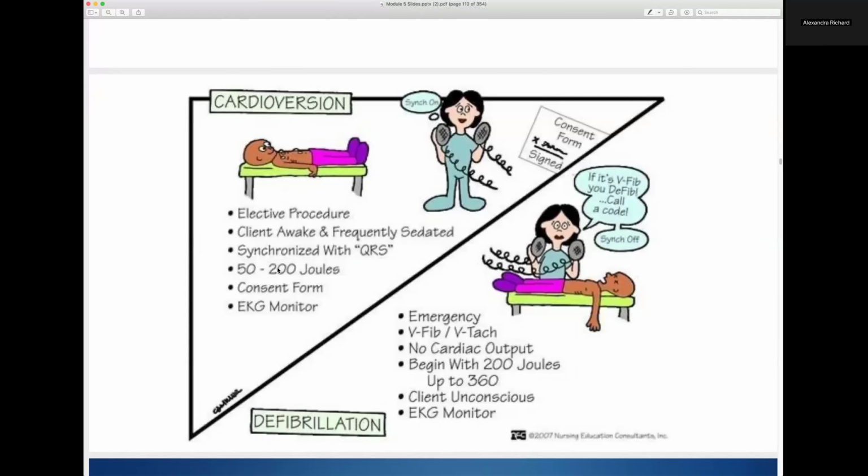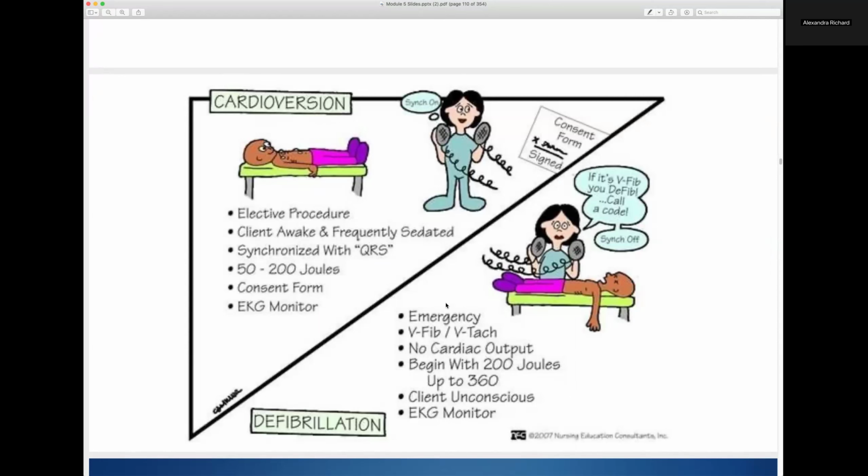So again, cardioversion is elective. The patient is awake. They're awake and sedated. You synchronize it with the R of the QRS. You deliver 50 to 200 joules of energy. The patient signs the consent form. They're on the EKG monitor.